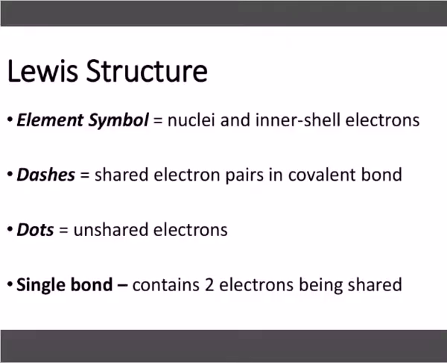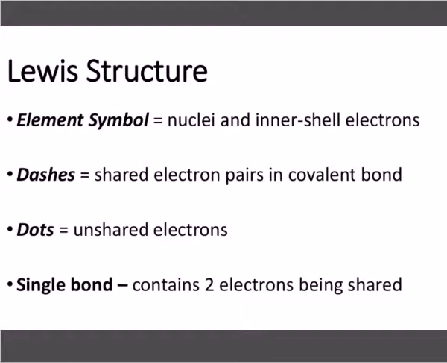Lewis structure. So Lewis, we've heard that name before already, right? In Lewis dot diagrams. So we know that this is going to continue along that same line. What did we look at in Lewis dot diagrams? Valence electrons. Guys, same idea here.